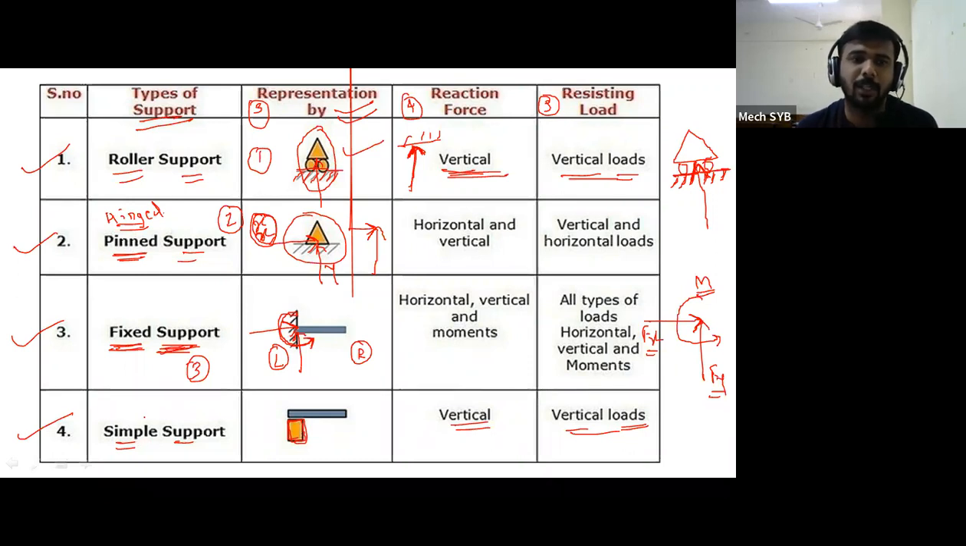And maximum times in a cantilever beam, only one support is there, the fixed support. In a cantilever beam, roller support or hinged support is not mentioned, because the definition of a cantilever is: one end is fixed, another end is free.